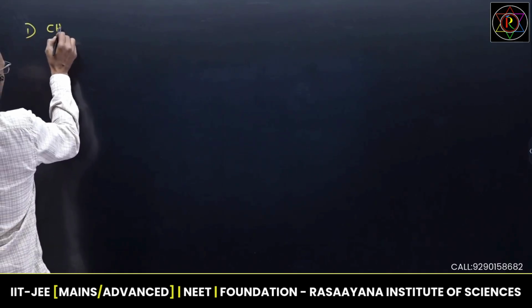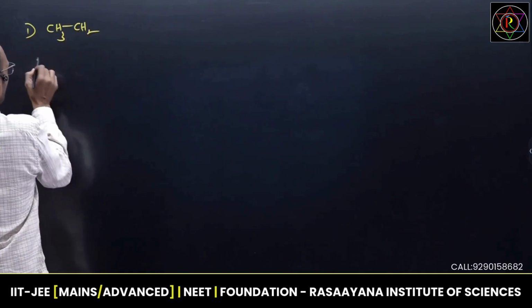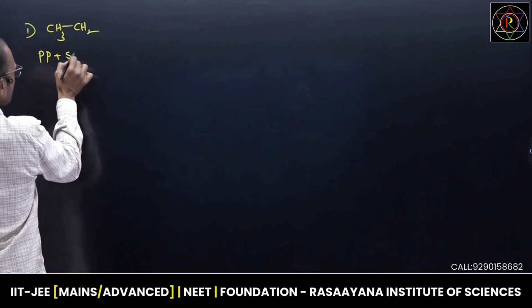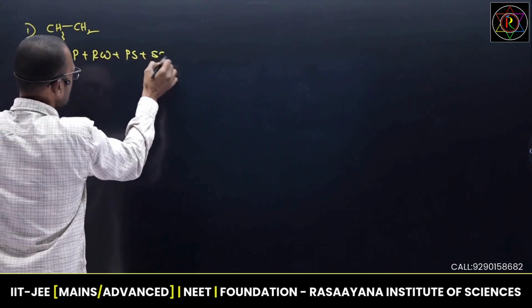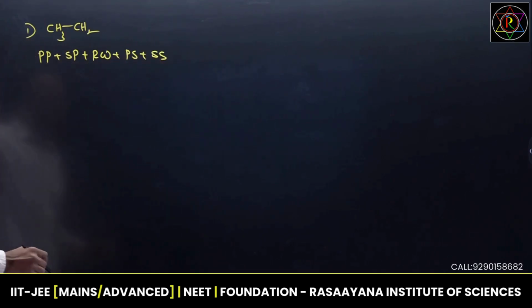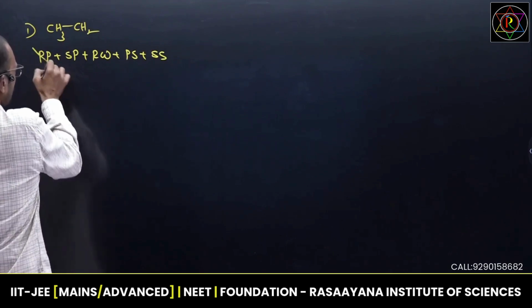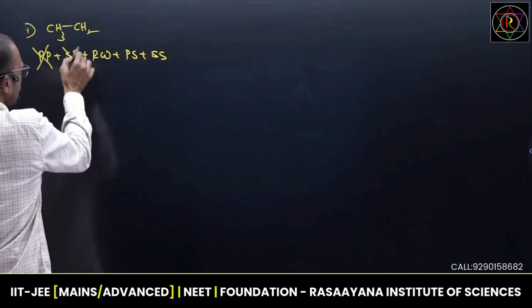See, this is a well-known example. Now five things are required: primary prefix, secondary prefix, root word, primary suffix, secondary suffix. Is there any presence of ring here? No. That's why cancel it. Any substitution? No substitution.